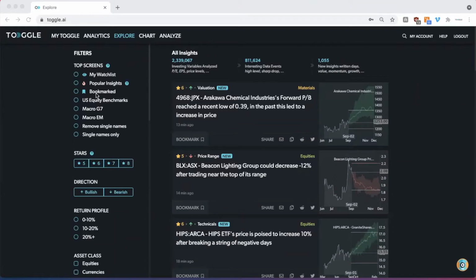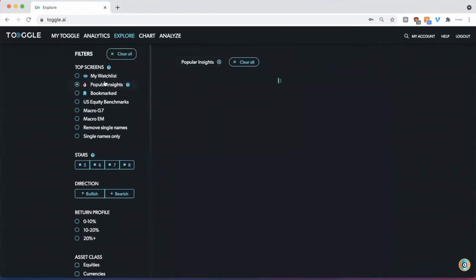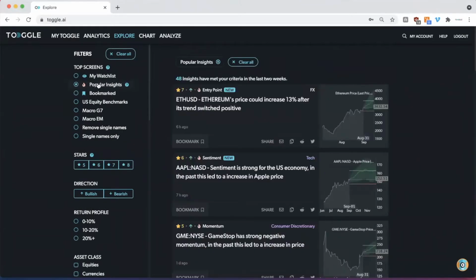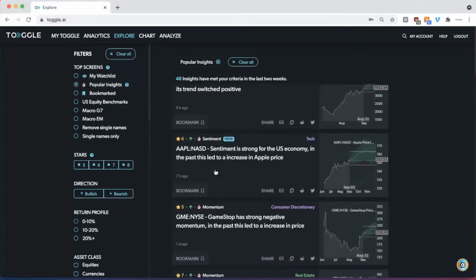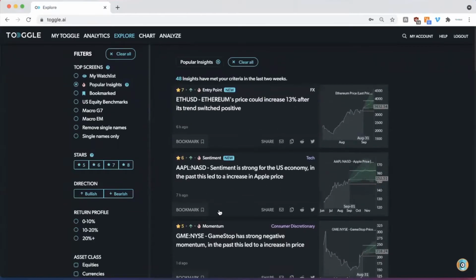So starting from the top, we have a My Watchlist filter. We'll talk about that in a bit. But the first filter I'd like to talk about is the Popular Insights filter. So by selecting the Popular Insights, you're basically lining up all the insights which Toggle users have been looking at most frequently over the past few hours. As you can see, Ethereum is our most popular insight currently, as well as Apple, GameStop. So you can expect that a lot of people are looking at this, hence a lot of trades are being done.